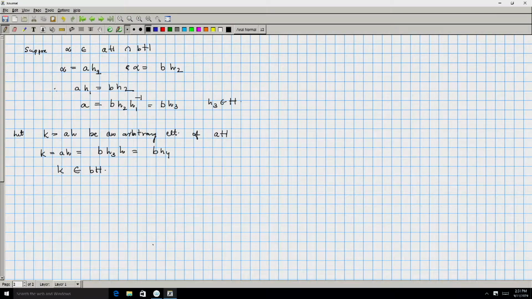Okay. So, we took an arbitrary element of aH and showed that it belongs to bH if there is an intersection between aH and bH, and similarly you can show that any arbitrary element of bH must belong to aH if there was a common element. So, that concludes the proof that the cosets are either disjoint or they are one and the same. Okay. So, now this will help us prove the following theorem known as Lagrange's theorem.